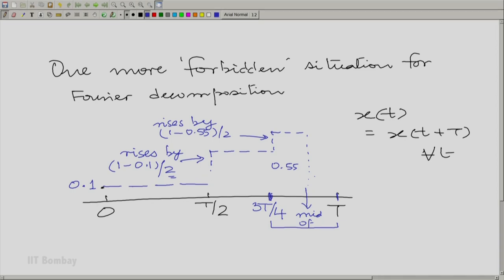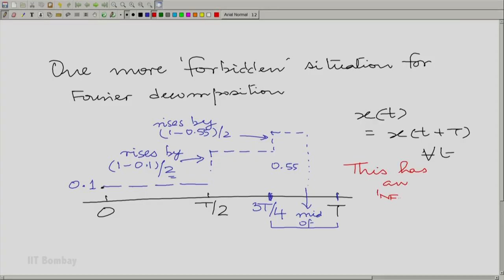And now you can see how I am constructing this waveform. I am taking the midpoint of the remaining interval. I am causing the waveform to rise by 1/2 of what is left up to the asymptotic value of 1 and keeping that persistent up to that midpoint. So, each time I am creating a discontinuity at the midpoint, and that discontinuity takes you only half the way to the asymptotic value. So, how many discontinuities are we going to thus create in the interval from 0 to T? An infinite number of them.